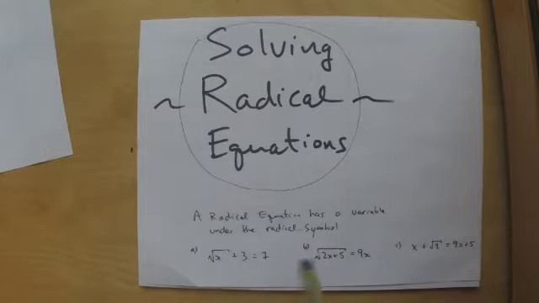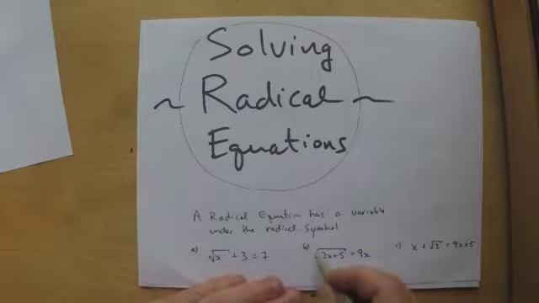So here are three examples. If you look at those, this one here has the variable x underneath the radical symbol, in this case the square root. This one also is a radical equation because there's a variable underneath the radical. I can even make that a cube root if I wanted to. That would still be a radical equation, even though there's a variable not underneath the radical symbol. As soon as there is one underneath, it's considered a radical equation.